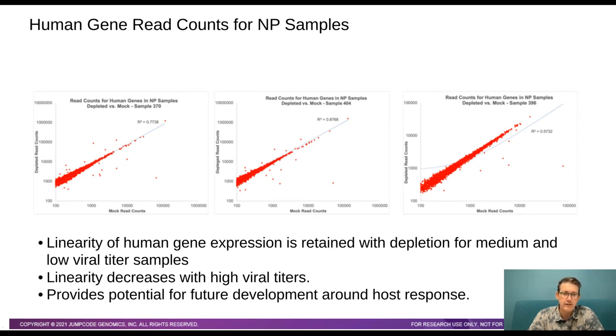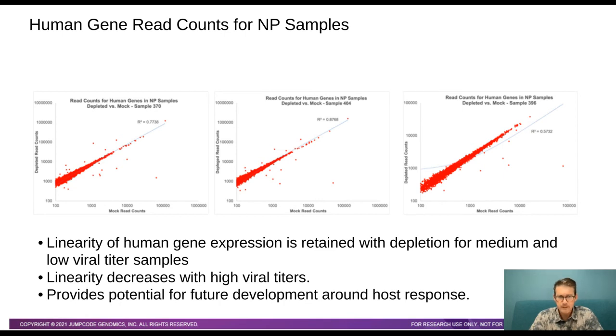And you can see here that the linearity of human gene expression is retained with depletion for the medium and the low viral titer samples. Essentially, the high viral titer sample had so much virus in it that it took up quite a bit of the total RNA space, and thus the sequencing for the human transcriptome here is essentially a low input RNA sequencing experiment. And the linearity decreases with these high viral titers for just the reason that I mentioned.